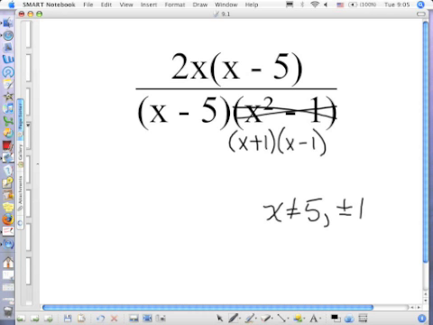So we factored, we restricted, now we're going to cancel. What groups are alike? X minus 5 and x minus 5. And all you have left to do is write what's left. In the numerator, you have 2x left.